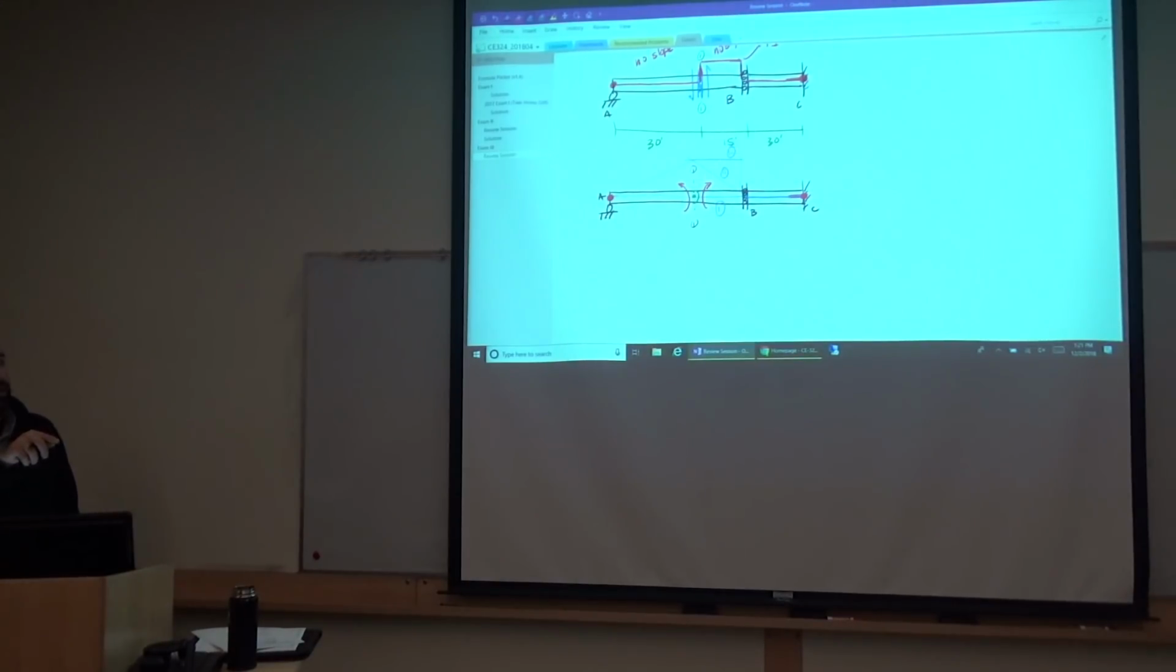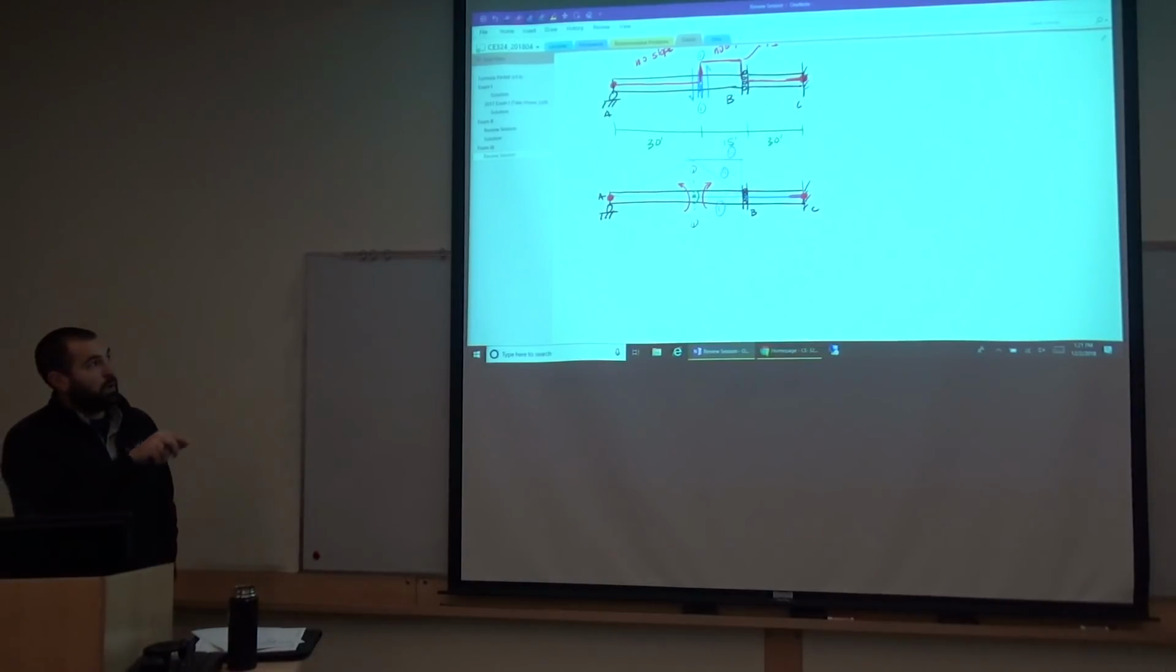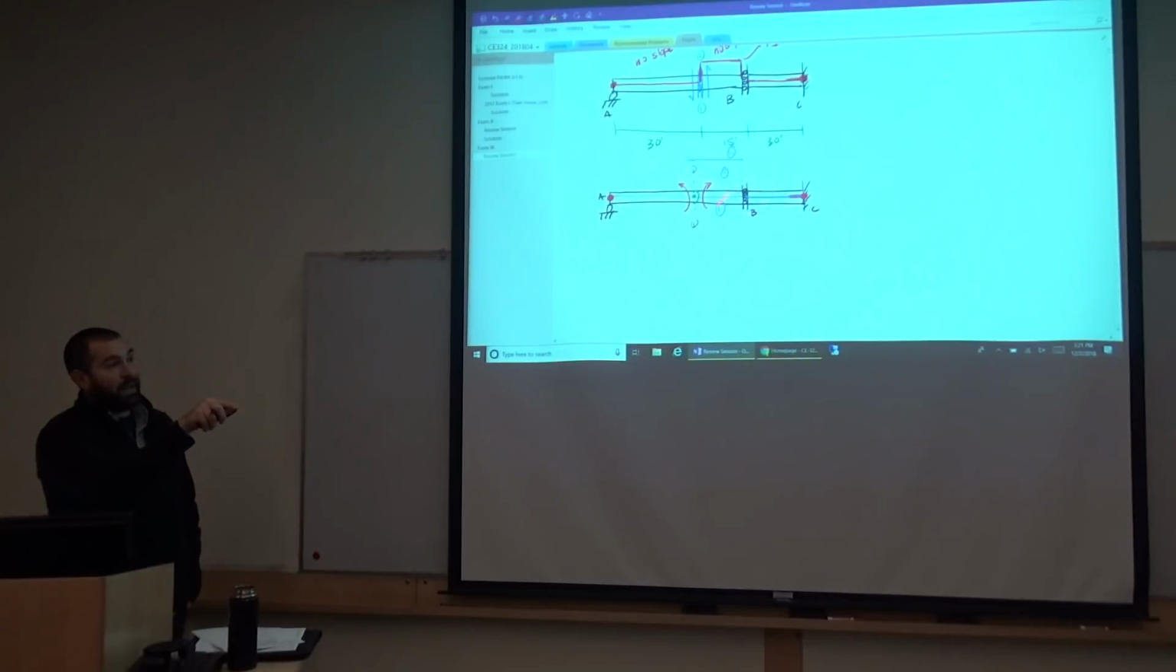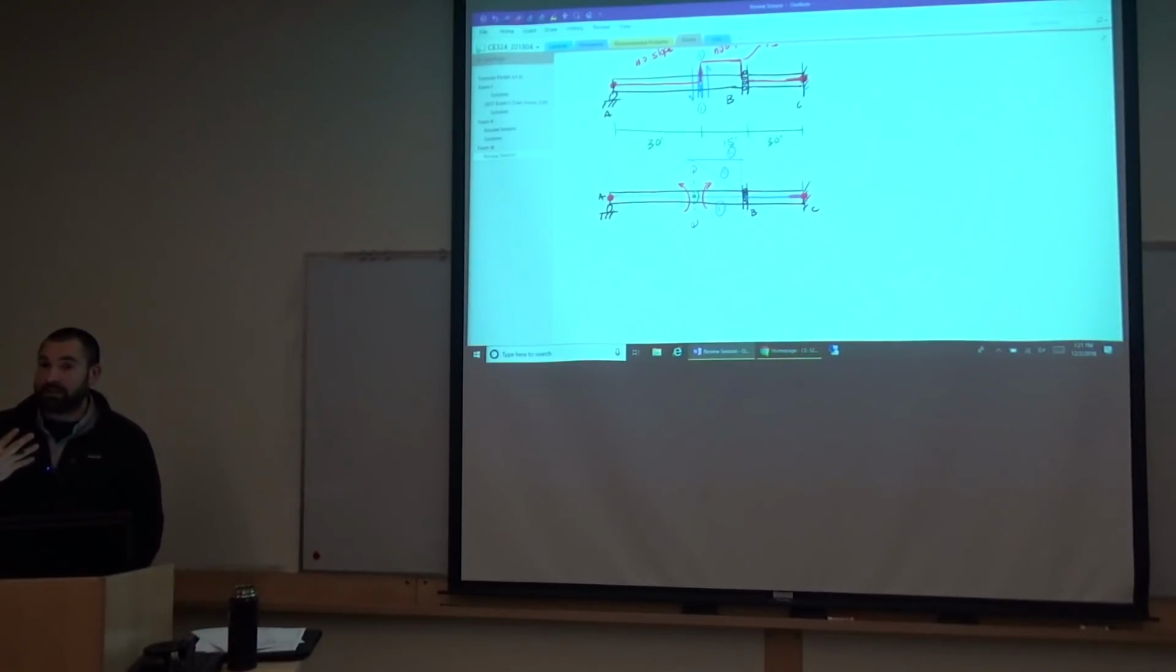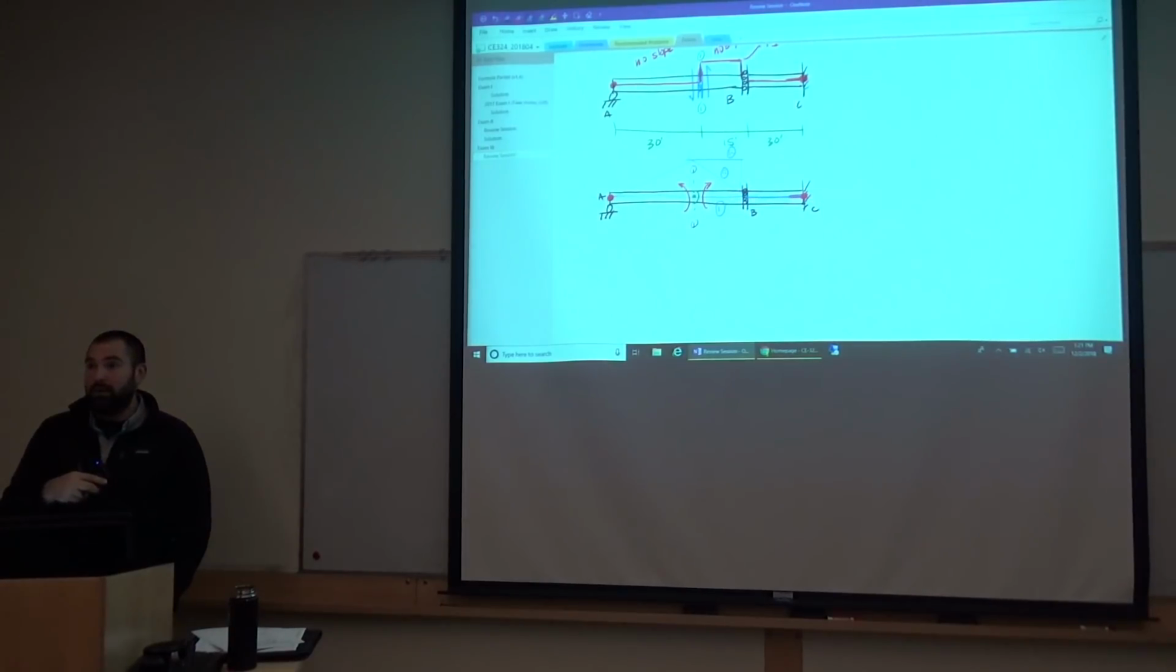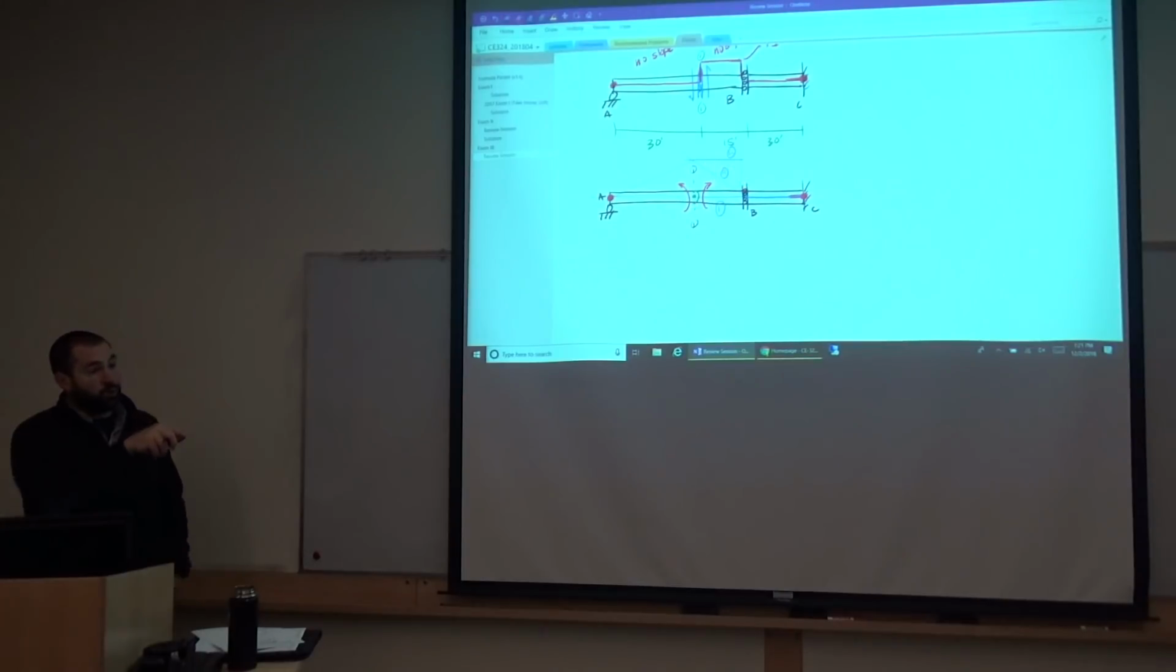3. 2 can't work because why not? Yeah, I'm showing a rotation that changes from here to here. That can't work with the shear release. The rotation on the left side of a shear release has to be the same as the rotation on the right. And 2 is violating that, so it can't work. Why doesn't 1 work?